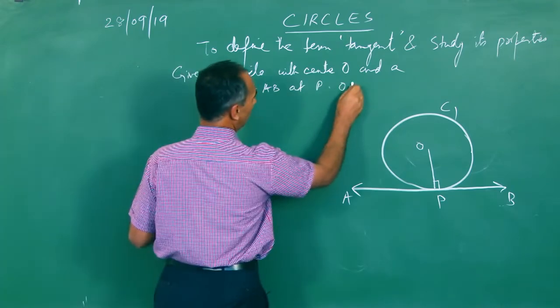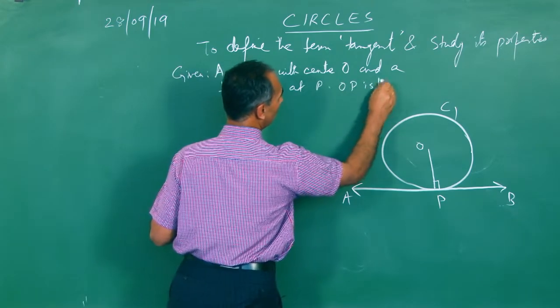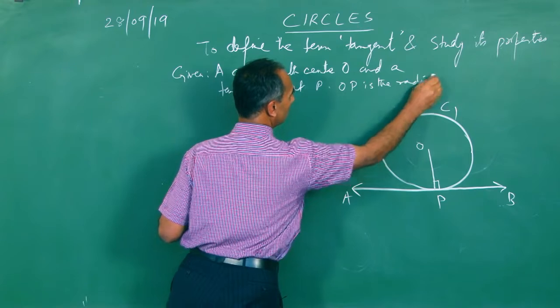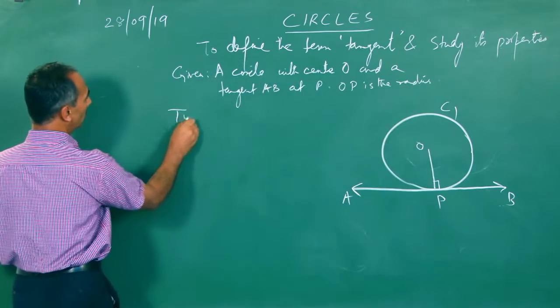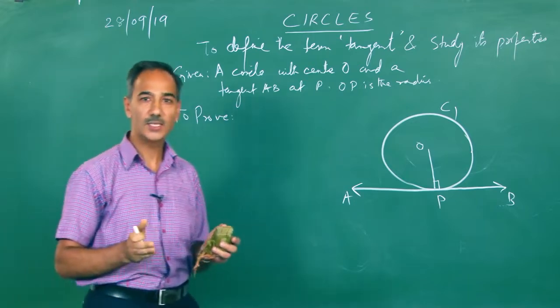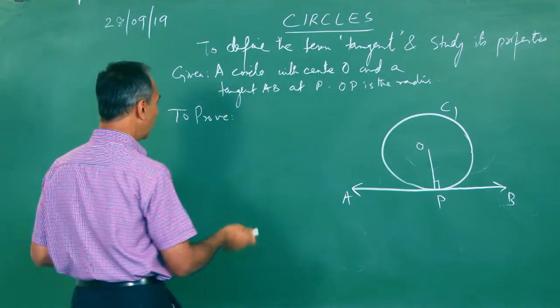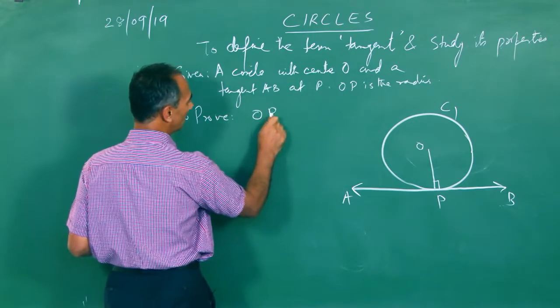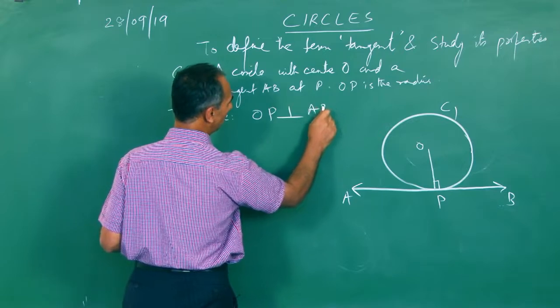And we know OP is the radius. Okay, this is given. Now what we have to prove? We are supposed to prove that this radius and this tangent meet at 90 degrees at P. That means, in simpler terms, I have to prove that OP is perpendicular to AB.